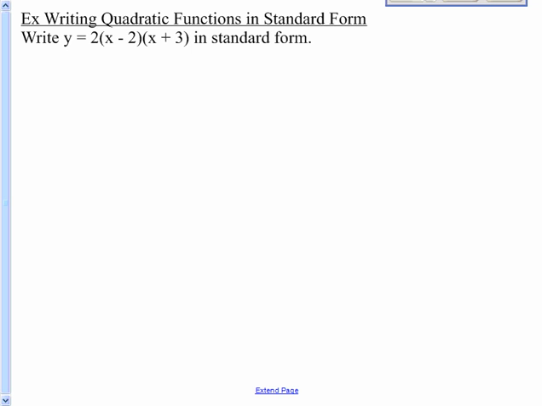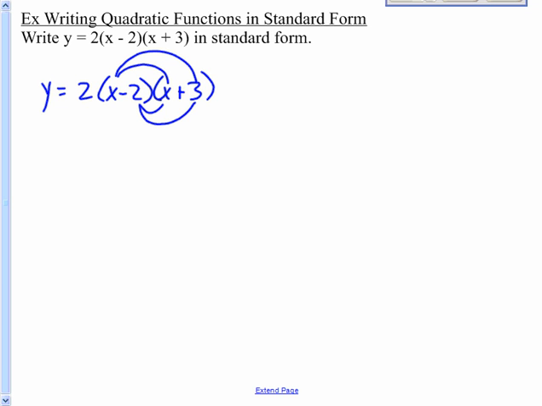Now, what if you're just supposed to write this in standard form? Well, just go ahead and FOIL it. So let's FOIL: first, outer, inner, last, as you recall, right? So I go x times x, x squared. Now the outer, x times a positive 3, 3x. Now my inner, negative 2 times x, minus 2x. And finally, a negative 2 times a negative 3, plus 6.